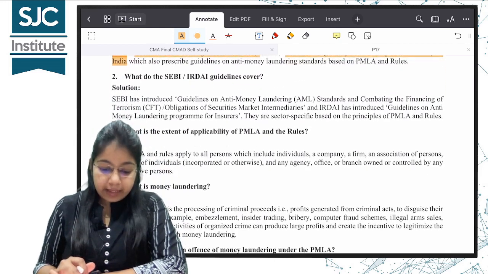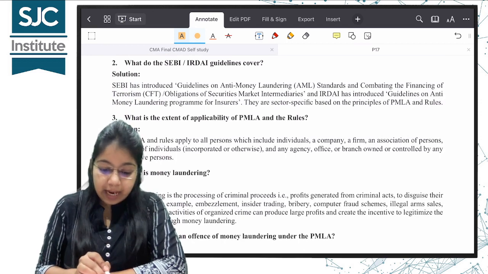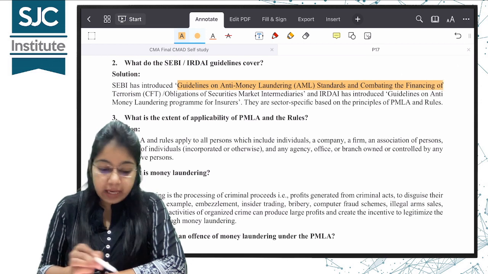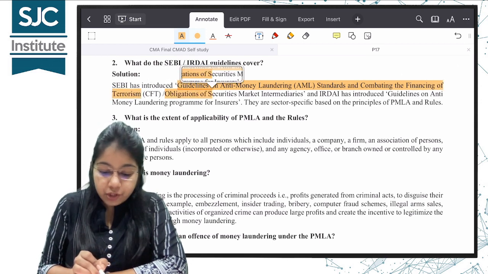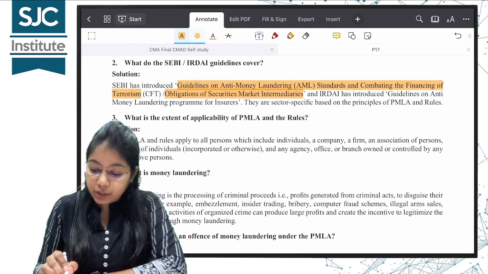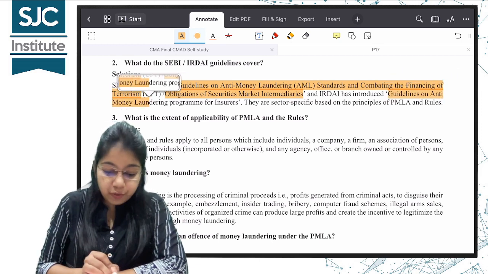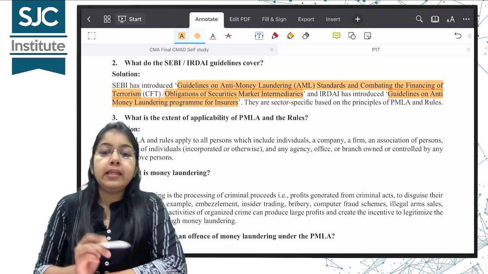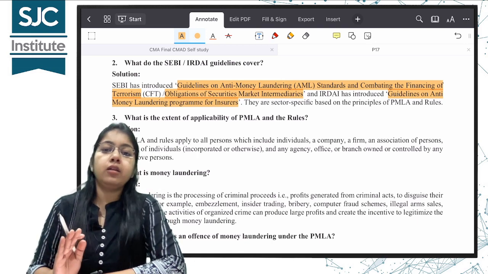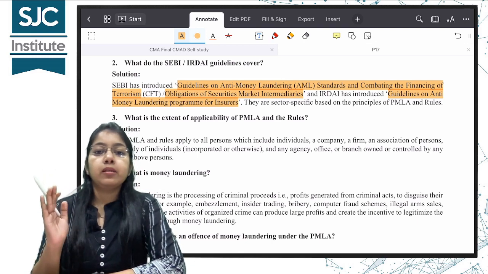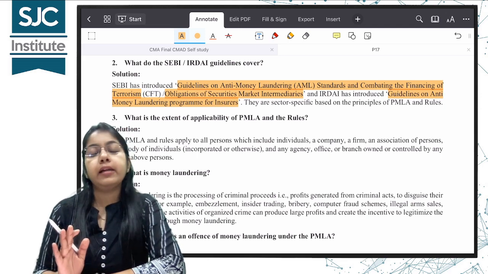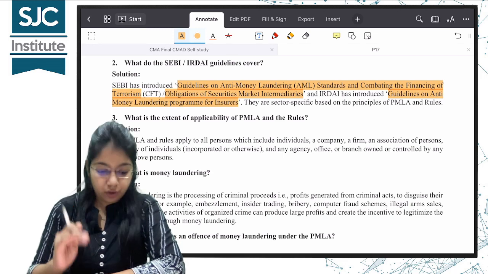What do SEBI and IRDAI guidelines cover? The SEBI guidelines on anti-money laundering standards and combating the financing of terrorism cover obligations of securities market intermediaries. And IRDAI has introduced guidelines on anti-money laundering program for insurers. These are sector specific. For the SEBI, it's restricted to the securities intermediaries, and for the insurance, the IRDAI guidelines are restricted to the insurers.